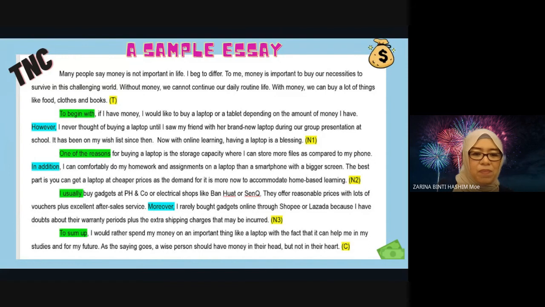4 macam tu lah, 4 atau 5 macam tu lah. Okay, so cikgu kata kalau boleh satu paragraph tu 5 sentences. Okay, now we go to N2. N2 is answering question of why you want to buy the item.